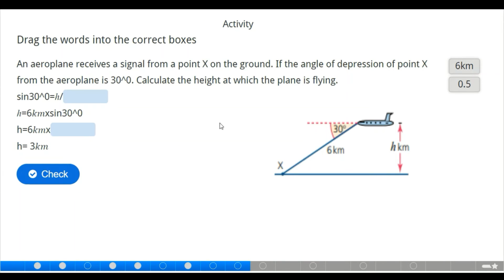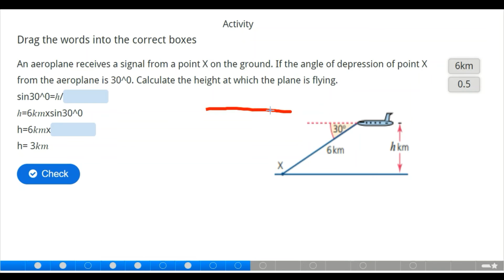Okay, we have another activity here under the angle of elevation and depression as well. So let's solve and let's see how it goes. An aeroplane receives a signal from a point X on the ground. If the angle of depression of the point X from the aeroplane is 30 degrees, calculate the height at which the plane is flying.